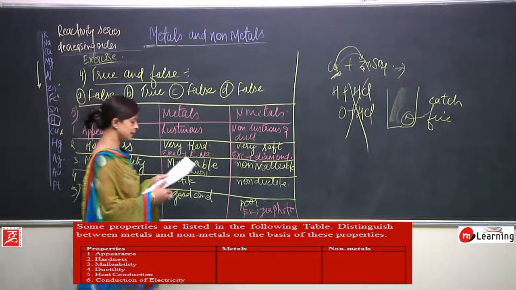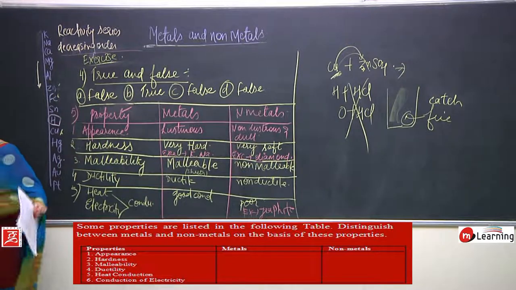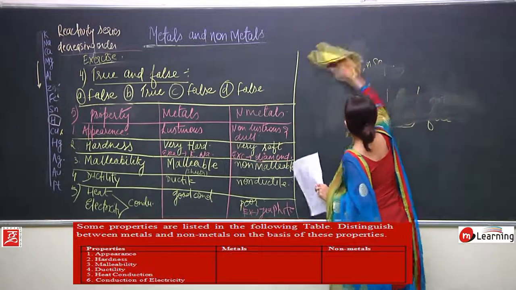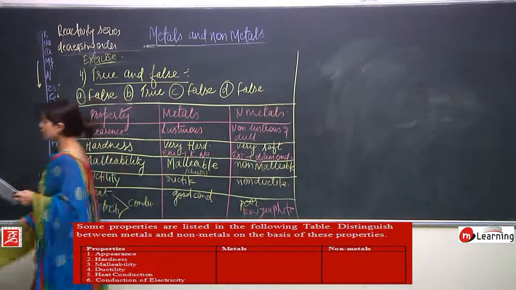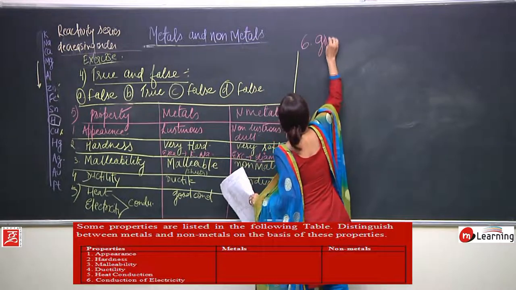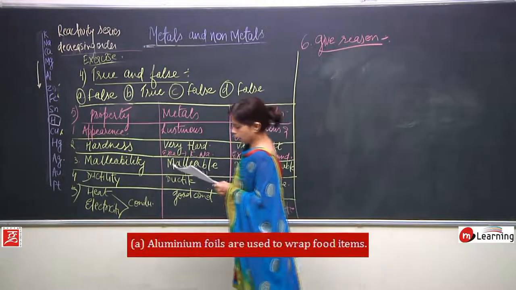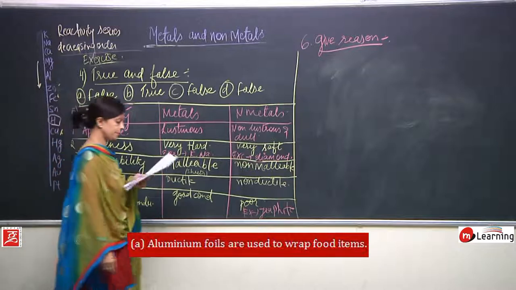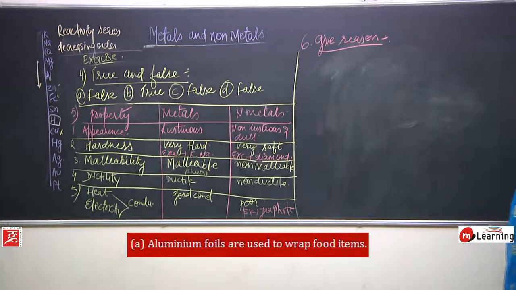Now we are going to proceed towards the next question, the sixth one. Give reasons for the following. Before talking about the reasons, I'll just wipe from here. We'll talk about the sixth question: give reasons for the following. First one: aluminium foils are used to wrap food items. I'll read it once again: aluminium foils are used to wrap food items.